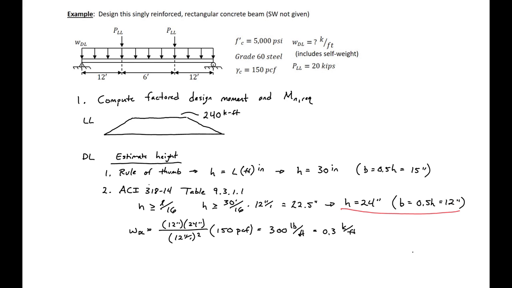We can then use this to find our dead load moment diagram. And we'll remember it's parabolic with wL squared over 8 at the midpoint or midspan. So we'll have 33.75 kip-feet.